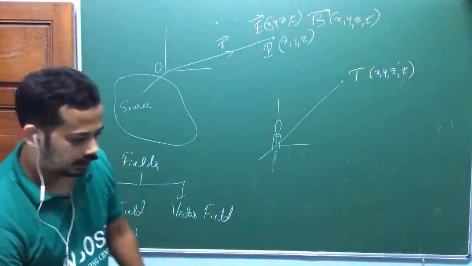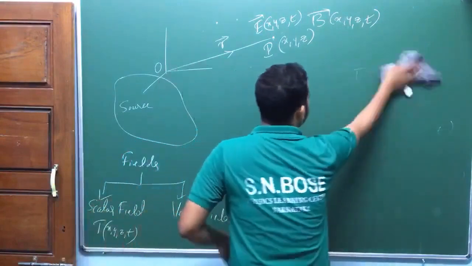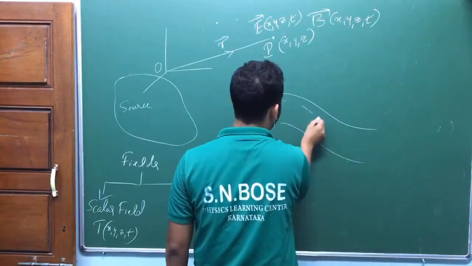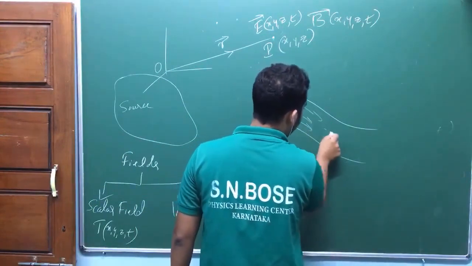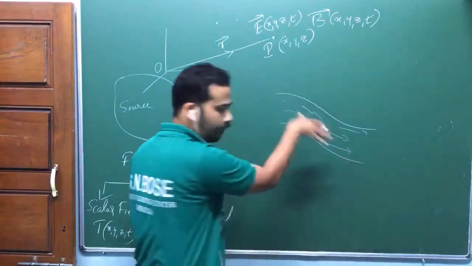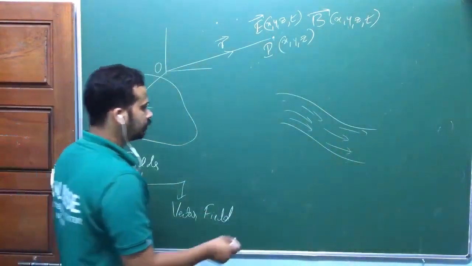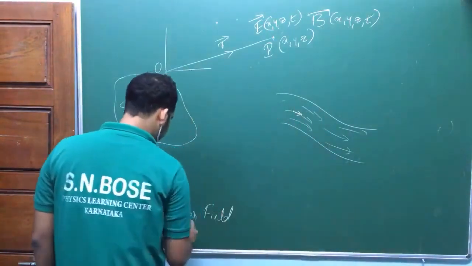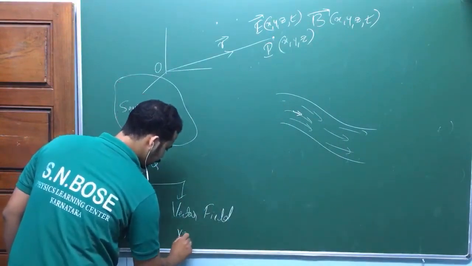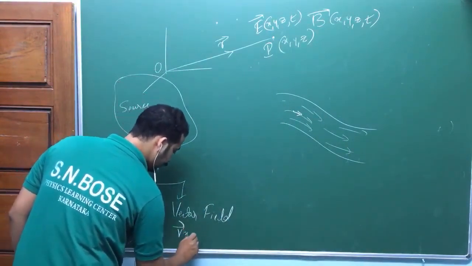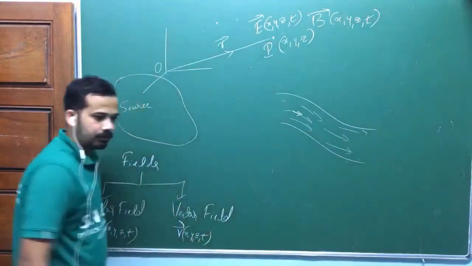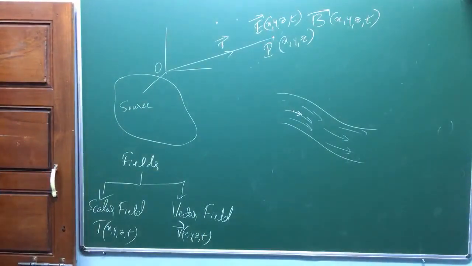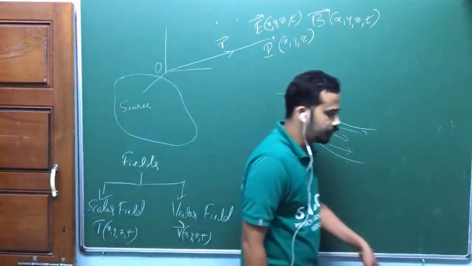The best example for a vector field is, suppose you have water which is flowing in a pipe like this. So the velocity field, the velocity of this water molecule, you can define like this. That velocity of the water molecule may be a function of x comma y comma z comma t, and that is a vector. We can call it a vector field, the velocity of a water molecule.